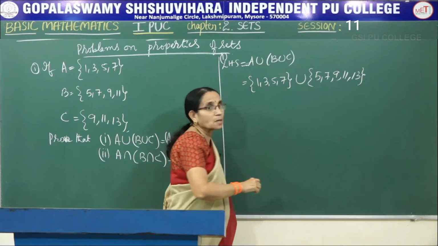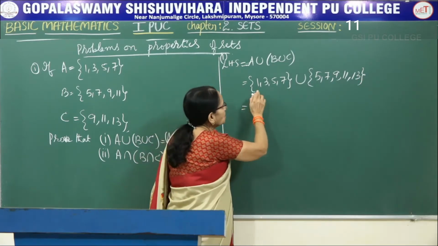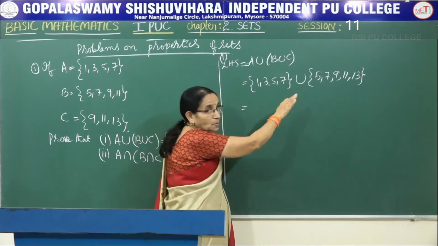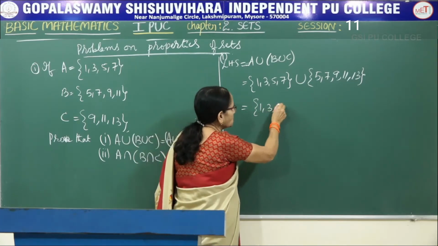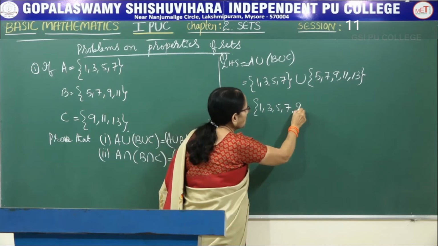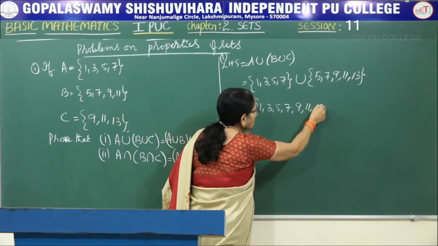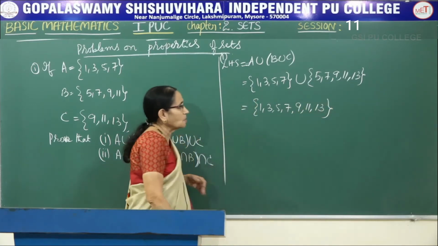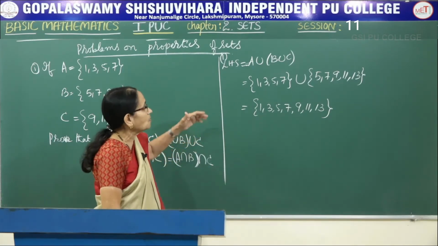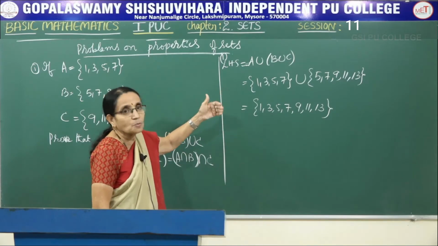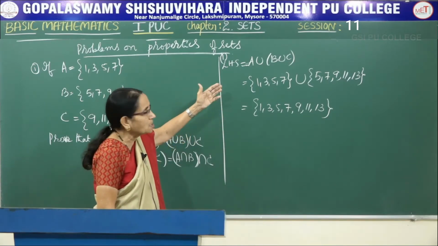Now, again we are taking the union here. So, look here, 1, 3, 5, 7. 5, 7 is present in the other one also. So, just write all the elements 1, 3, 5, 7, 9, 11, 13. So, these are the elements of the set we get on the left hand side when you combine B and C, that is B union C, then combining with A.